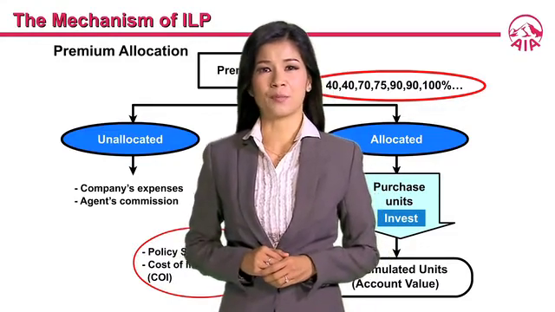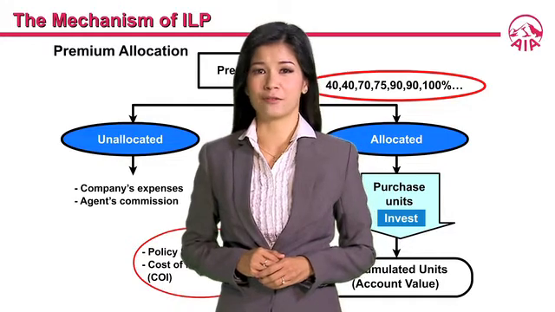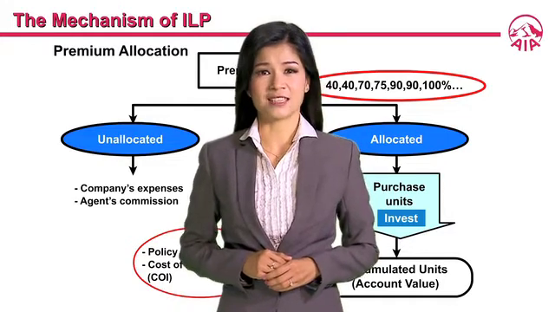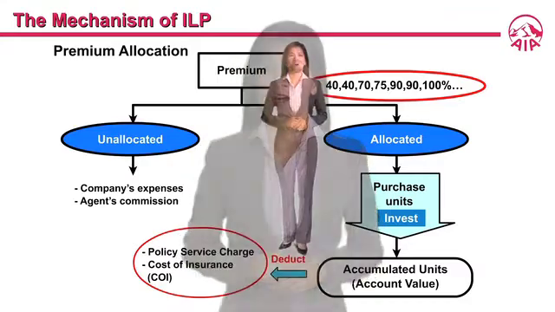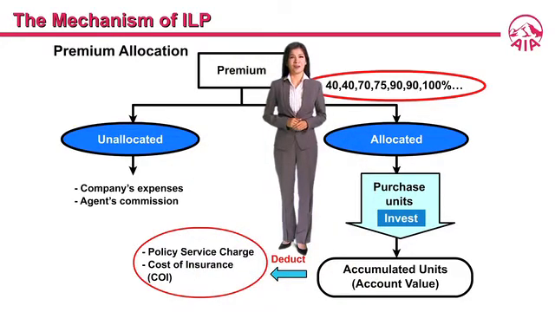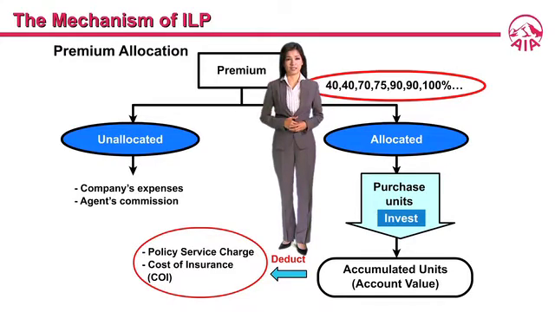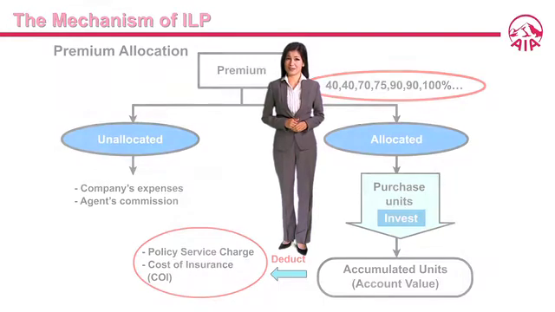90% of the premium will be allocated to purchase unit on the 5th and 6th year. Then from the 7th year onward, all premium will be used to invest in the fund. All these purchased units will be deducted for policy service charge and cost of insurance. How about the unallocated portion? It will be used to pay for agents' commission and as well as company expenses.